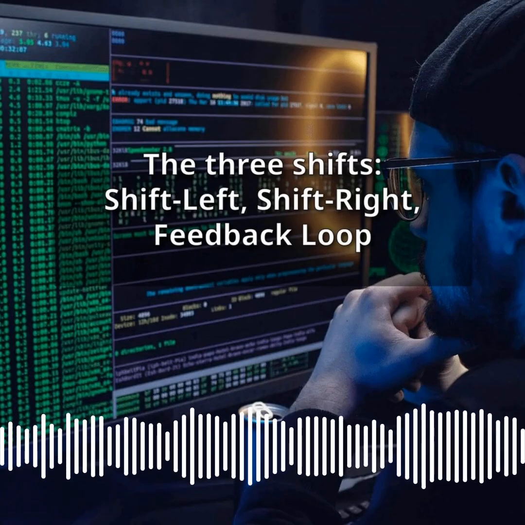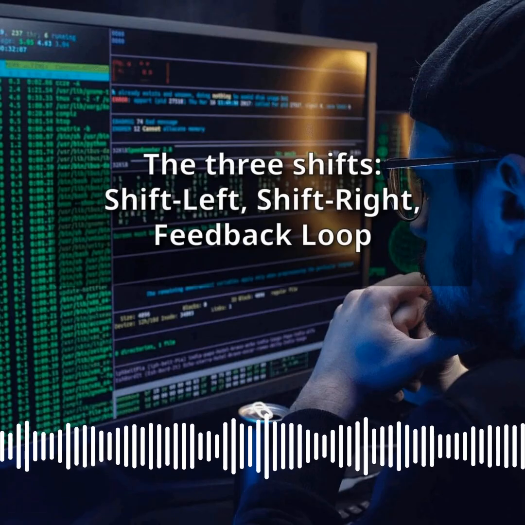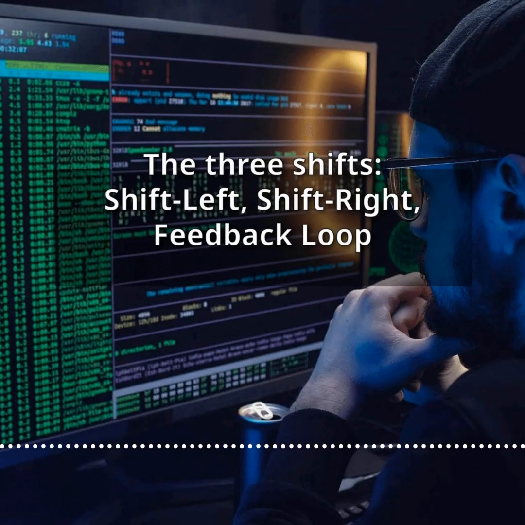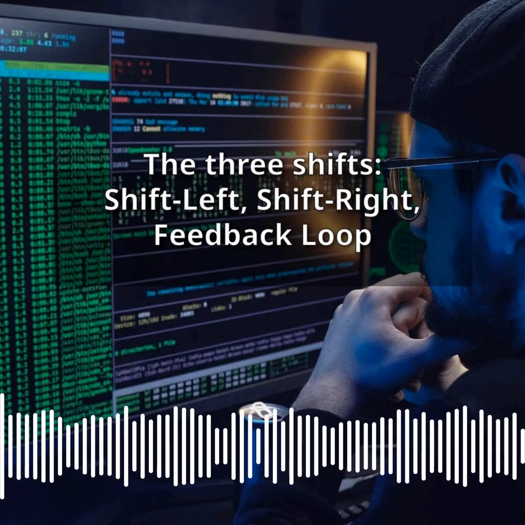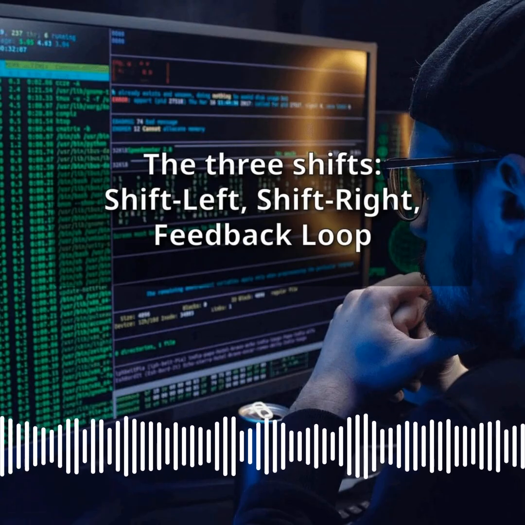The feedback loop means systematically taking findings from production and post-deployment activities and using them to improve design, coding, and testing practices, creating a continuous cycle of learning and improvement that strengthens security across the entire organization over time.